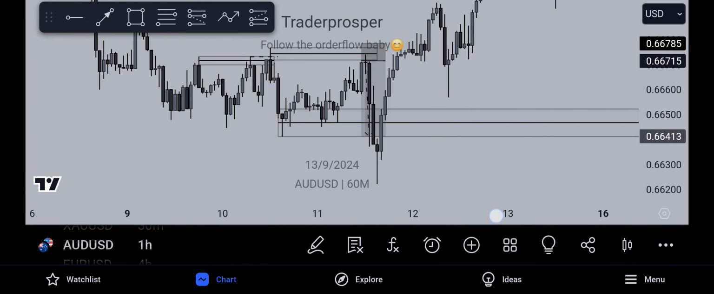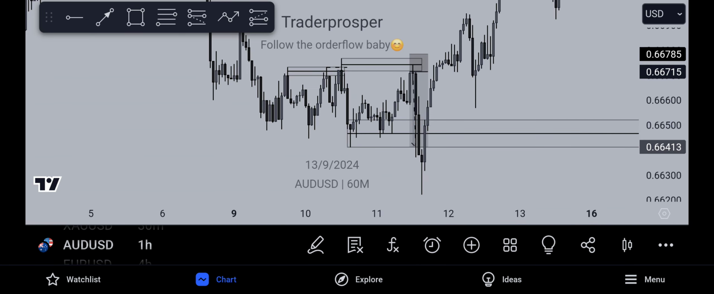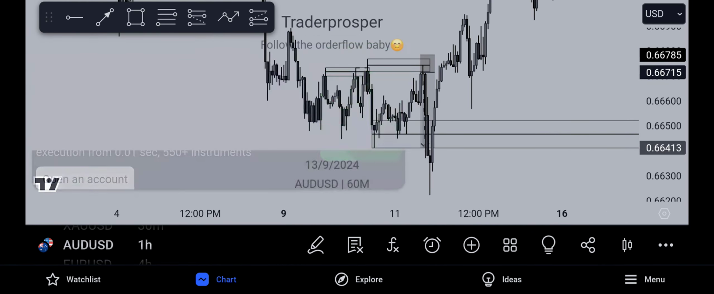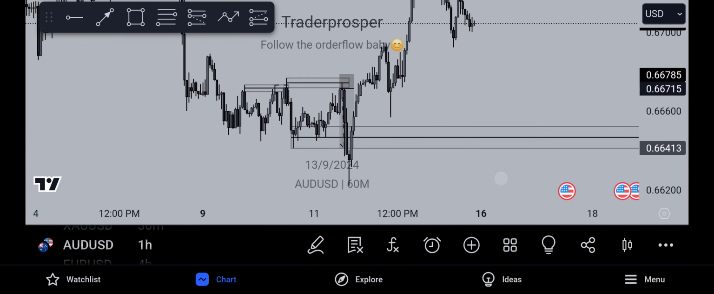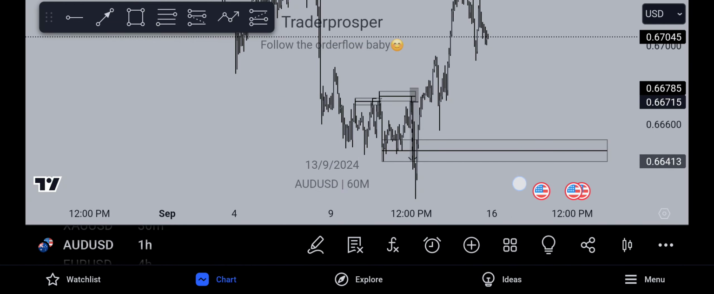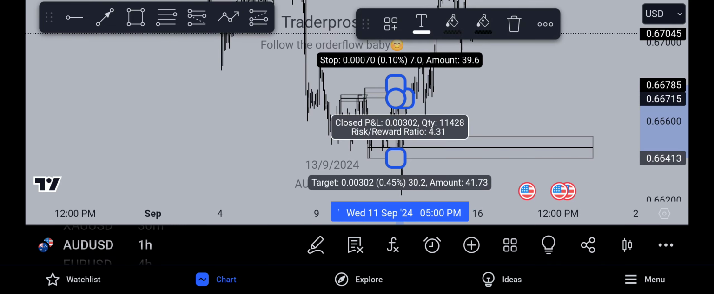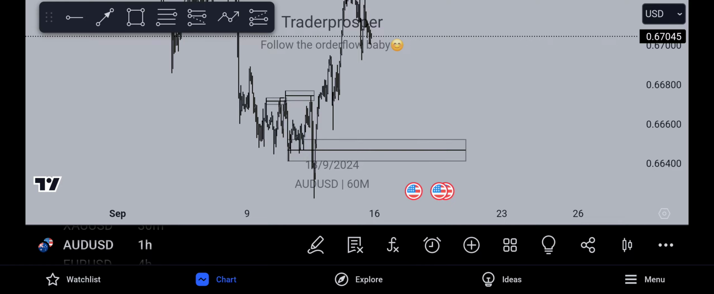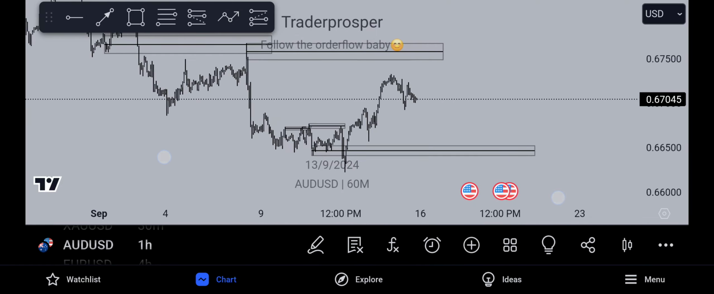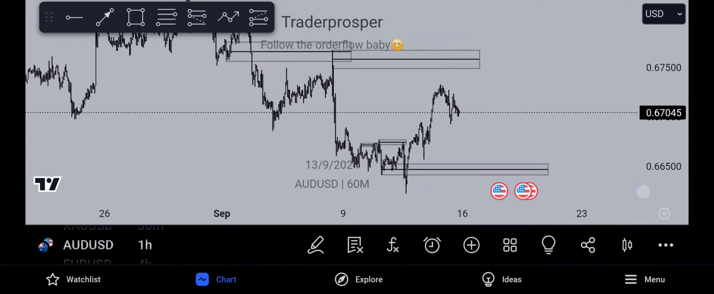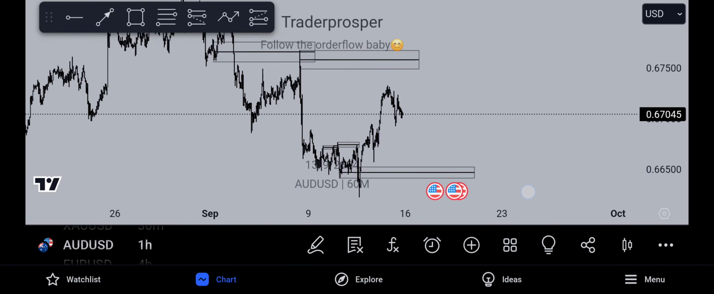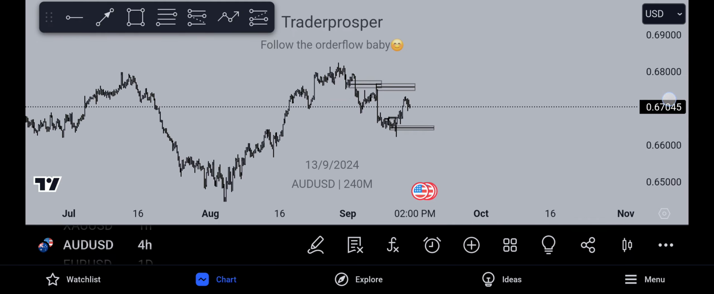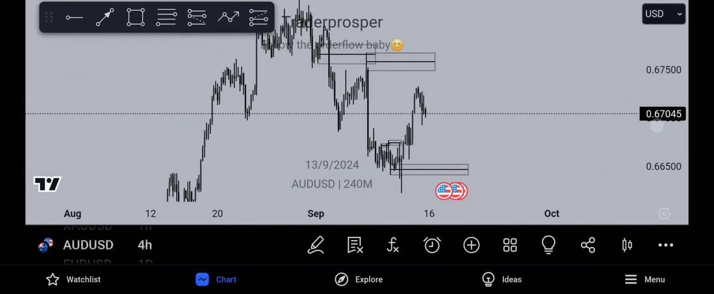Which I was targeting here. Yeah, so that gave us the second trade on AUD USD. Then when the market took this high out, I was like, okay, the market has changed character on the 1 hour time frame, so we'll be expecting buys. But then, don't forget, the overall trend is still bearish. It's still very, very bearish.